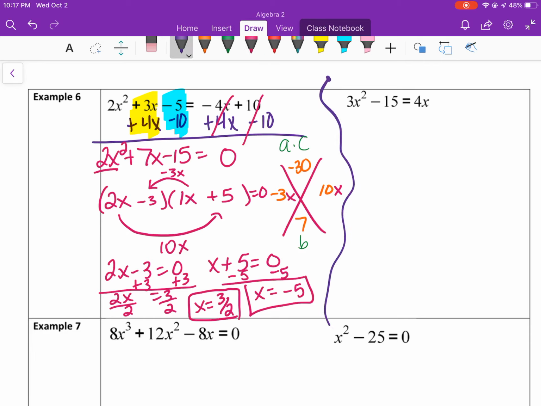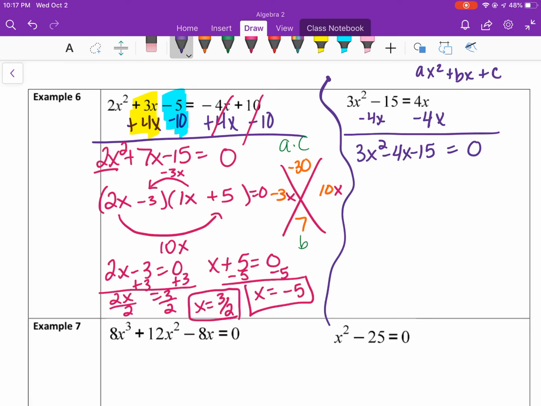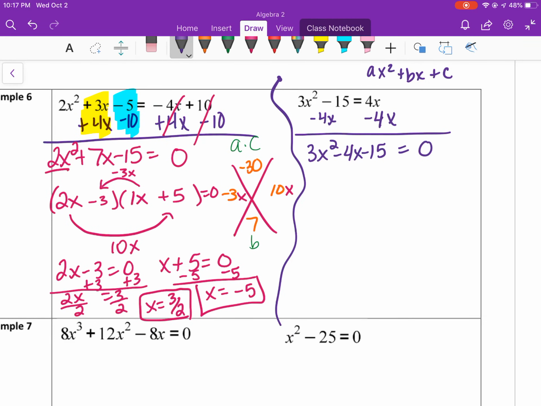Okay, over here we're going to have to move the 4x over. There's no x's on this side, but I want it to be in standard form, which is ax squared plus bx plus c. So I'm going to put the negative 4x in the middle. So it'll be 3x squared minus 4x minus 15 equals 0. 3, 4, and 15 are not divisible by the same thing, so I cannot take out a greatest common factor.